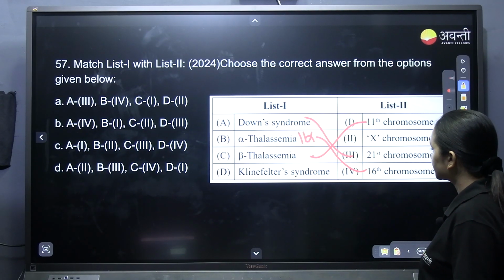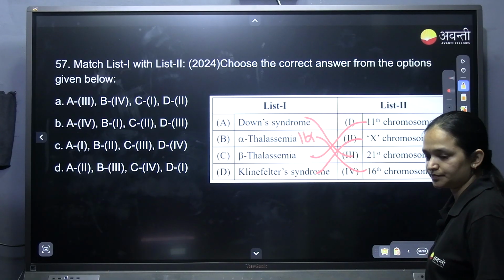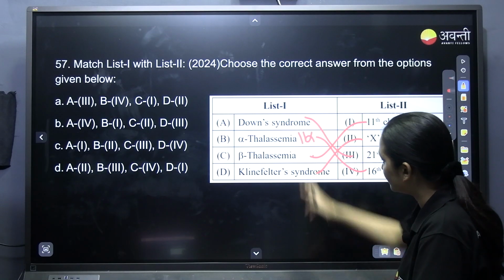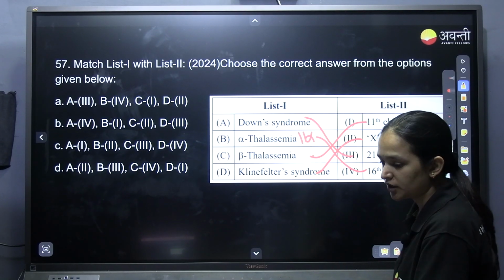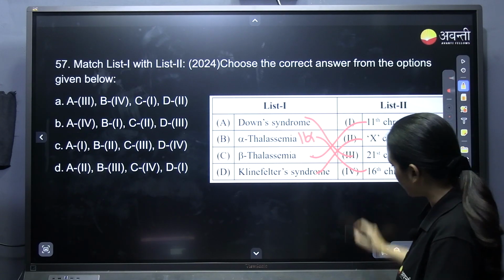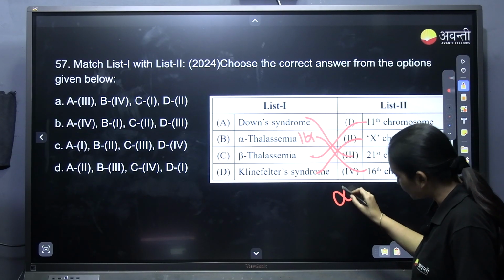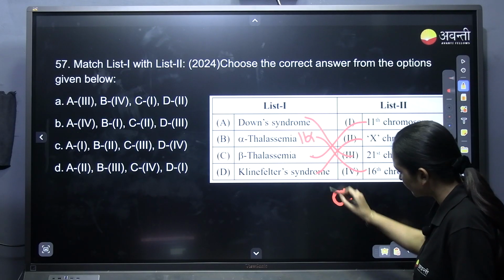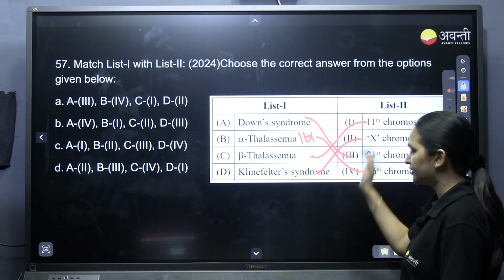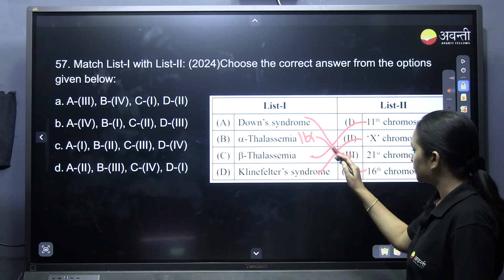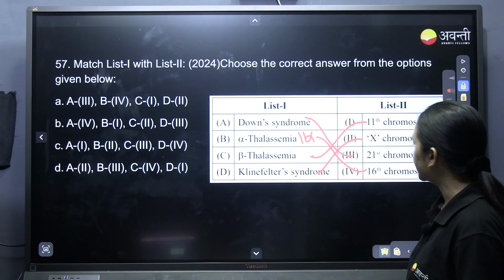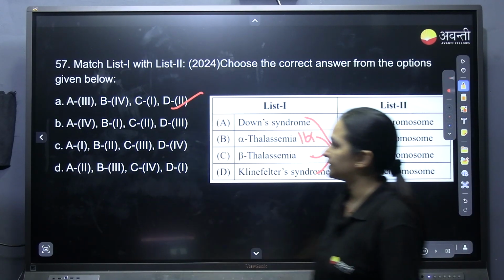Klinefelter syndrome is the X chromosome. You need to remember it. Alpha thalassemia is the defect on chromosome 16. When writing alpha you will get this shape, so make it 16. And the rest one, beta, is 11. So A3, only one is there, B4. A is the correct answer.